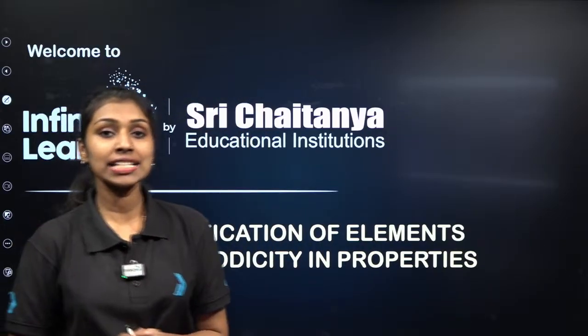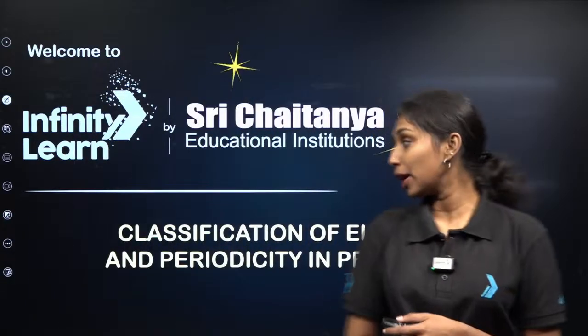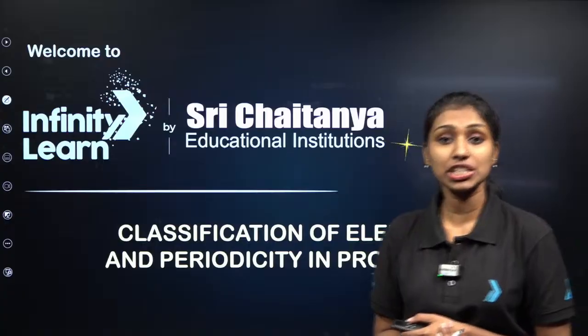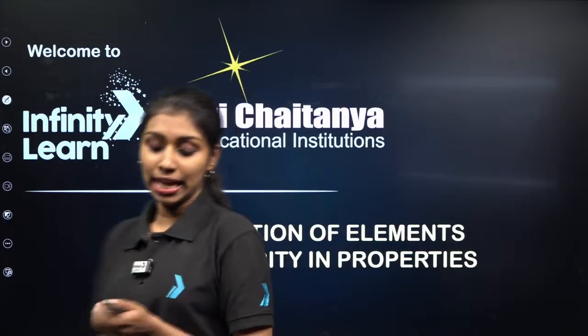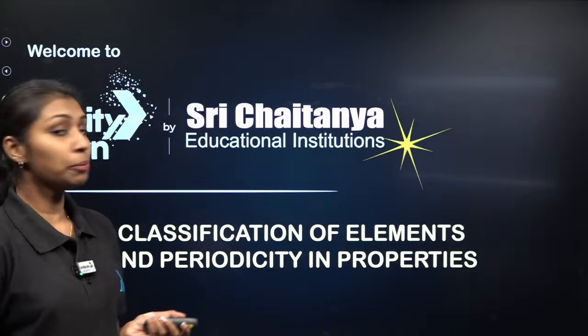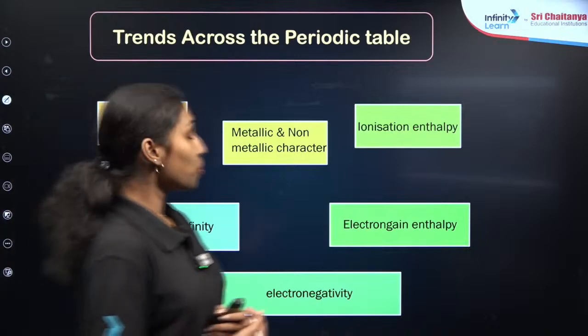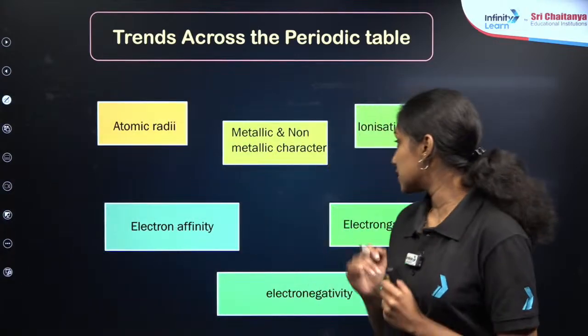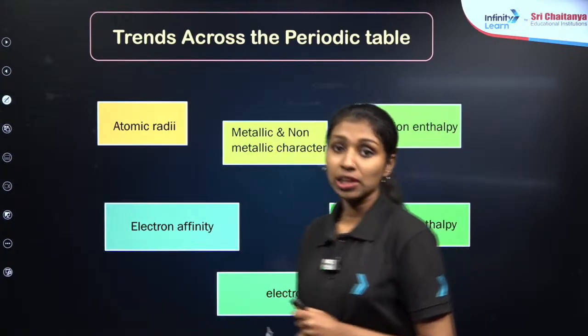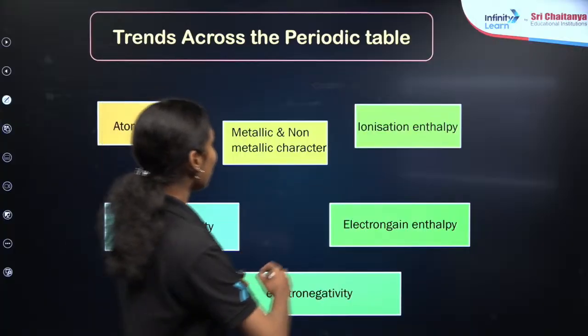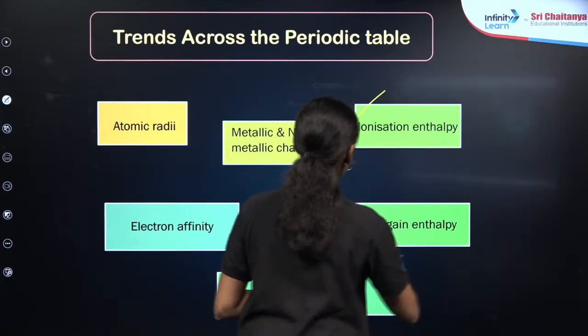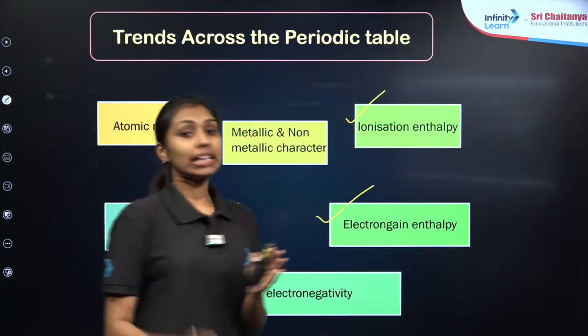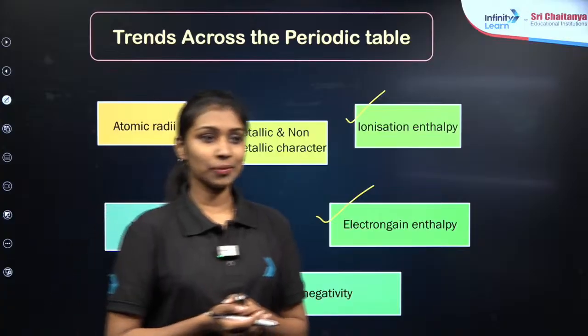In the last session we have covered the third part of this chapter, classification of elements and periodicity in properties. And we have covered through the periodicity in properties atomic radii and metallic and non-metallic character. In this session we are dealing with topics like ionization enthalpy and its periodic trends, as well as electron gain enthalpy and its periodic trends in the periodic table.